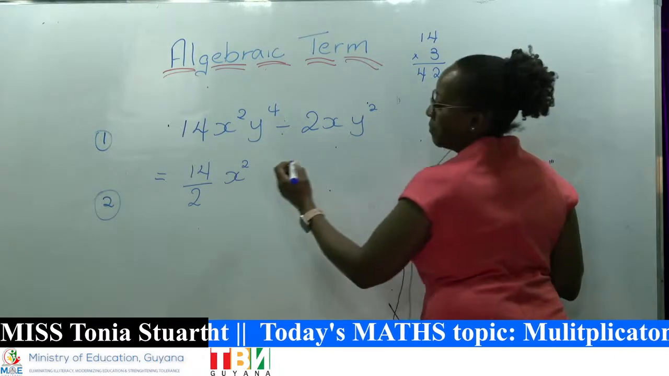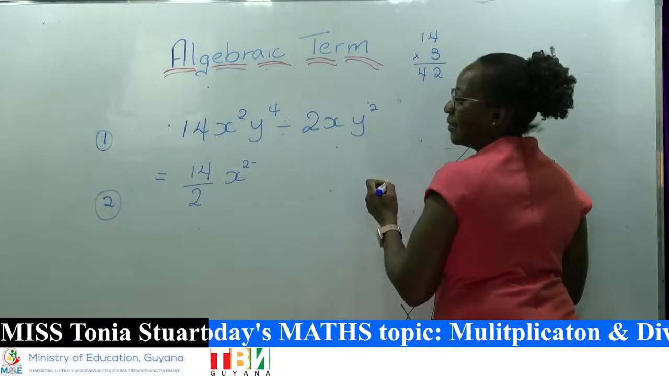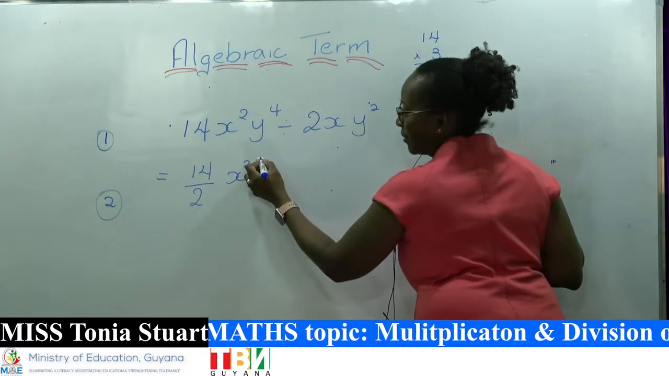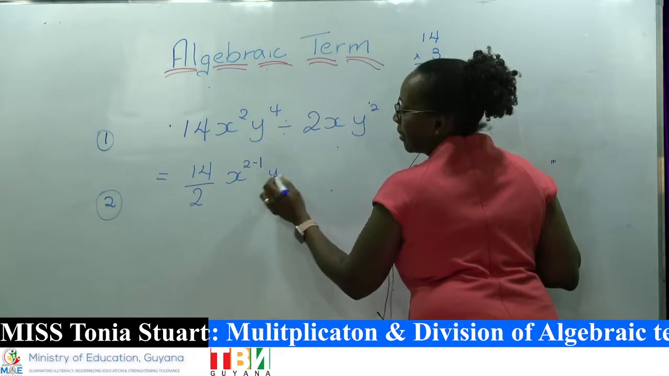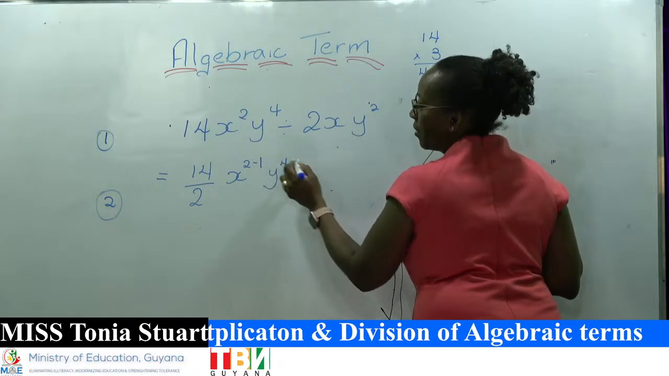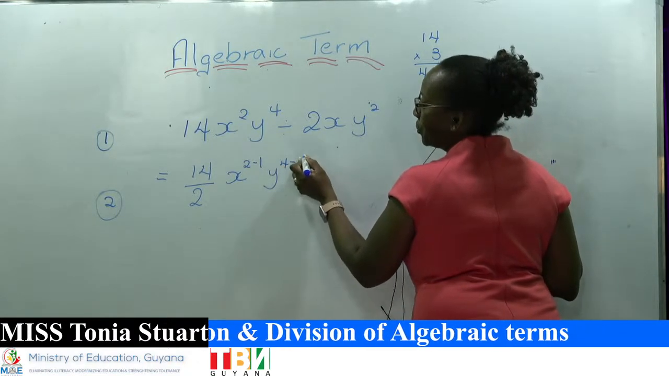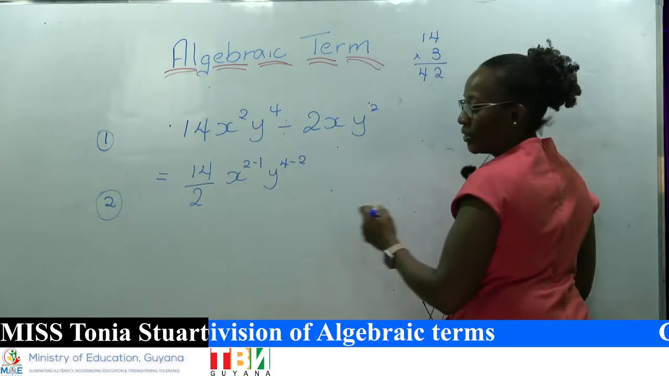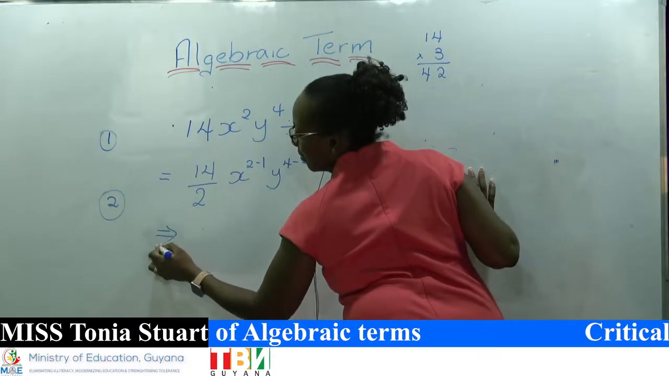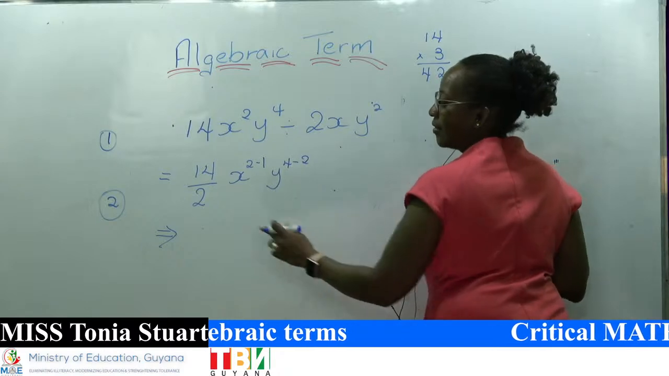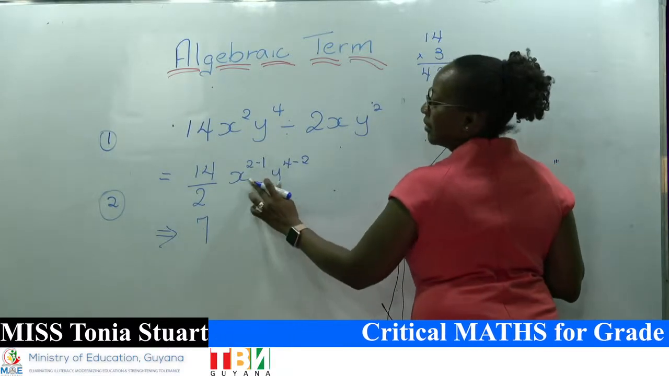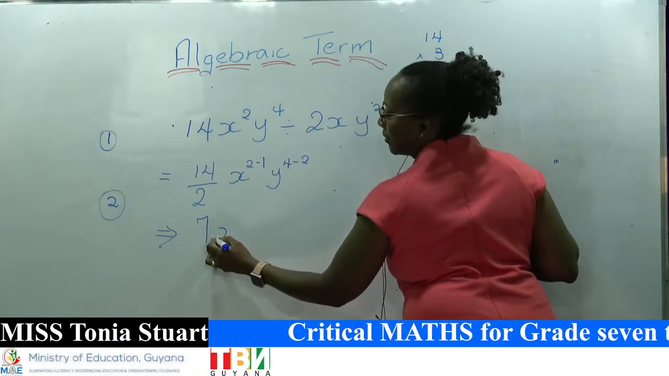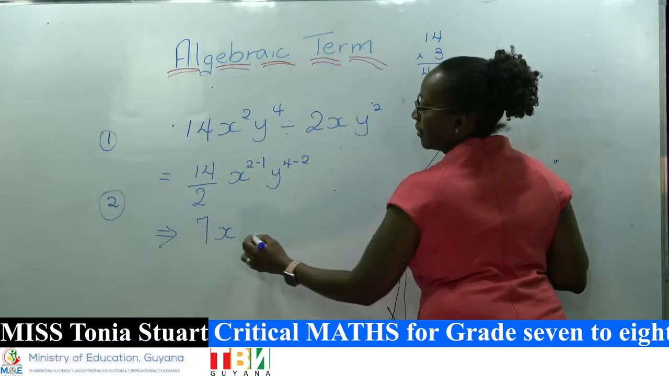Subtract. So, minus what? 1, because it's only 1 x over here. Then we have the y. y to the 4th power minus 2. Good. So that will give us an answer of 7. 2 into 14, 7. x alone, and y to the 2nd power.